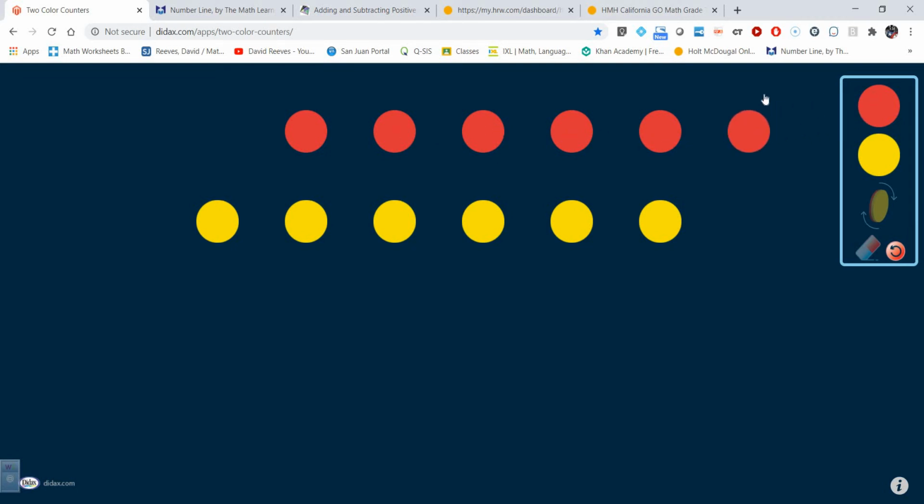Add another, that's 6 negatives. Add another, that's 7 negatives. All right, so when you're adding negatives to negatives, you just get more negatives.